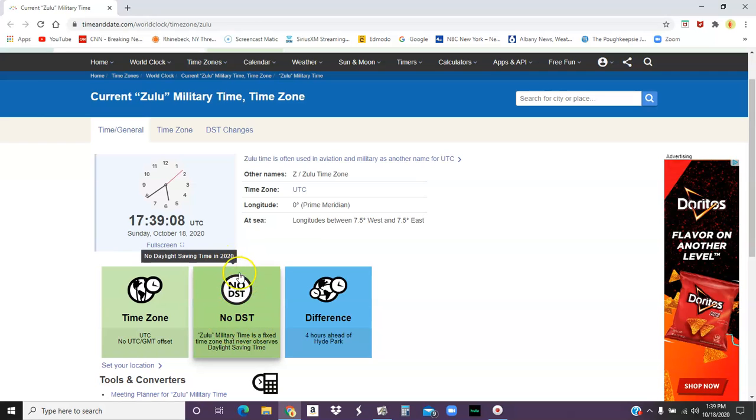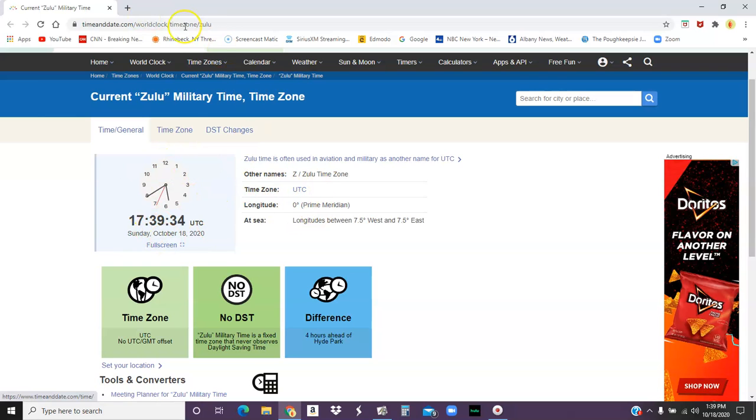And you see it says it actually down here. Zulu military time is a fixed time that never observes daylight savings. So see, we're 4 hours, well, it says Hyde Park, but I'm in Rhinebeck. So we're 4 hours different. But if I check this in a couple weeks when we change the clocks back, we'll be 5 hours different from Zulu time. Yeah, they don't observe daylight savings. We do. So right now we're 4 hours different from Zulu.